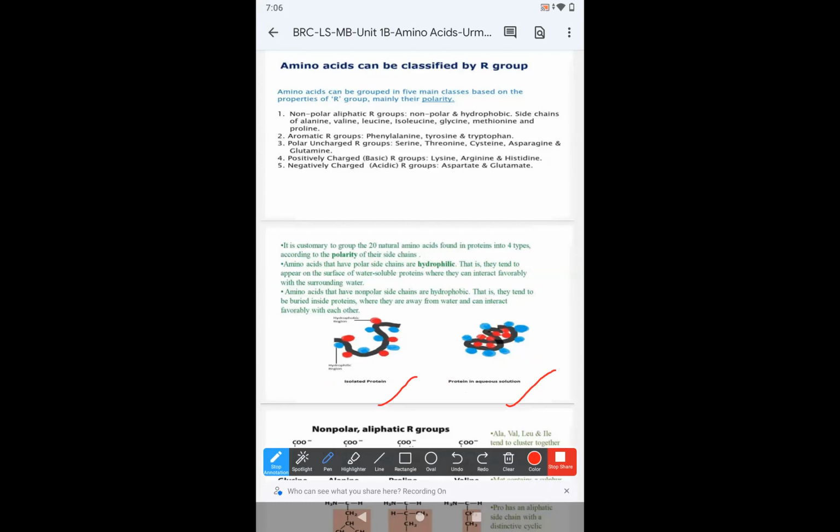Okay. So if the amino acids have a non-polar side chain, those are called hydrophobic in nature. Those are called hydrophobic amino acids. These are buried inside the proteins, where they are away from the water and can interact favorably with each other. So these hydrophobic molecules interact with each other, and they are present away from the water.